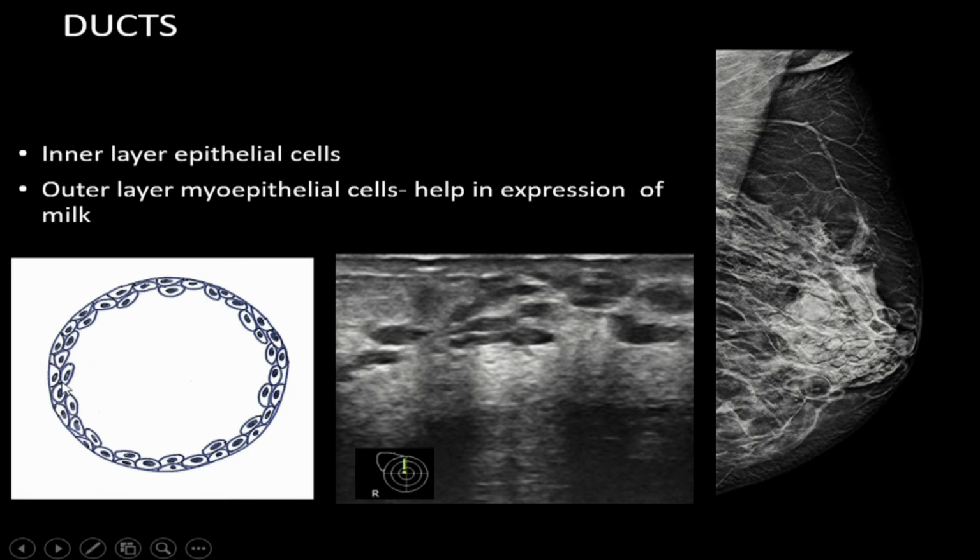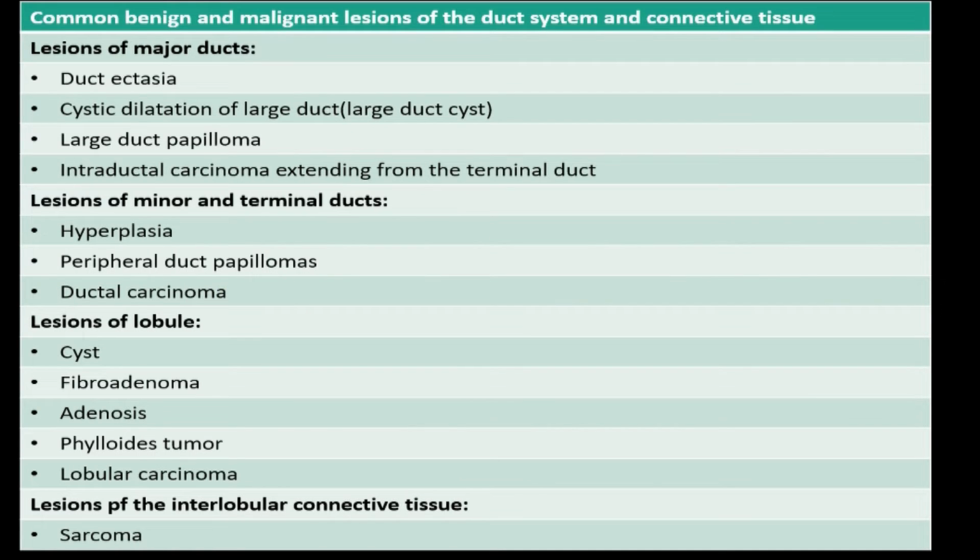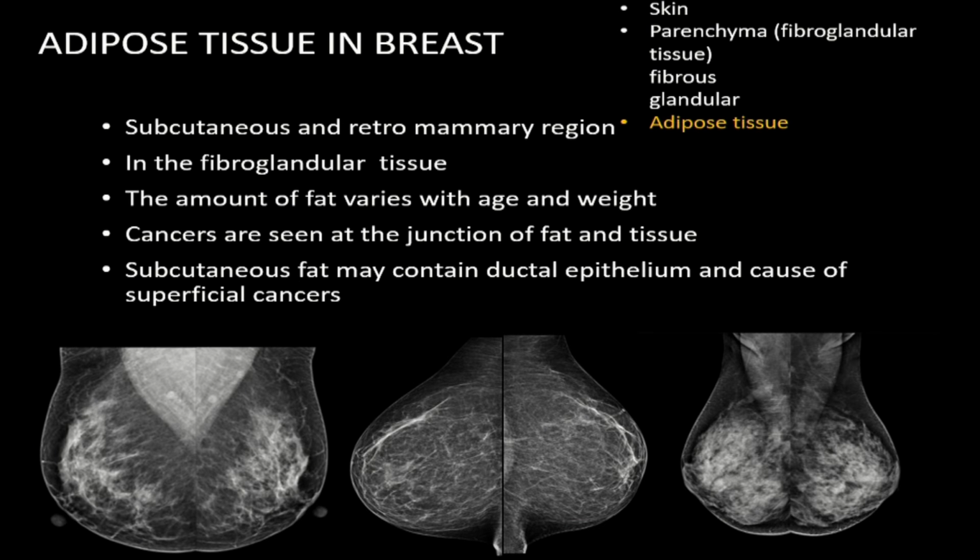So here histologically you can see the inner layer, the epithelial layer where the cancer harbors, and the outer layer where very thin myoepithelial cells are, so they help in expressing the milk, and sometimes they form neoplasms like papillomas. I won't go into the list. These are the lesions that occur in the ductal system and connective tissue.